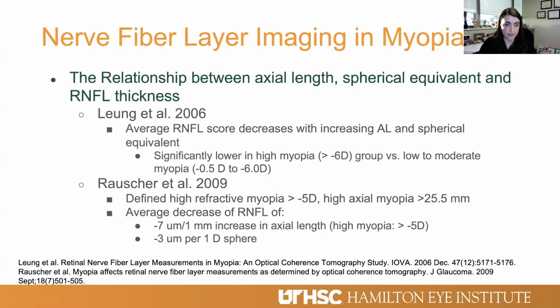This second study, a 2009 study, found similar results, wherein the average nerve fiber layer score decreased by 7 micrometers per 1 millimeter increase in axial length. And then they found that for refractive myopia, this relationship was not as strong. So this makes sense because with axial myopia, you've got stretching of the sclera and thinning, and so it makes sense that with increasing axial length, you have decreased RNFL thickness.